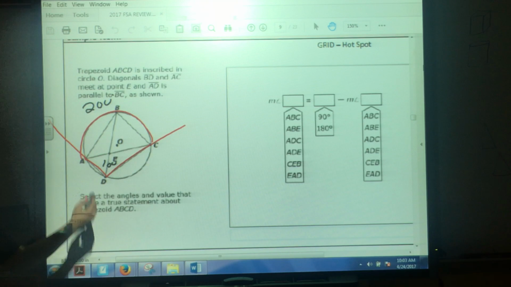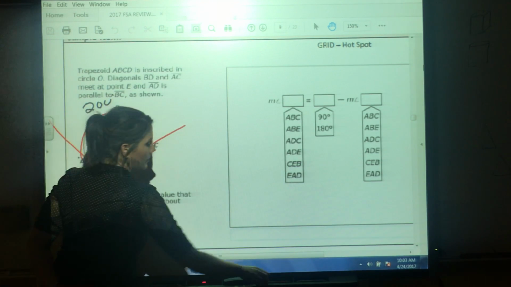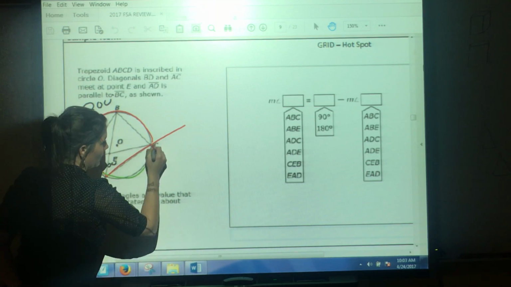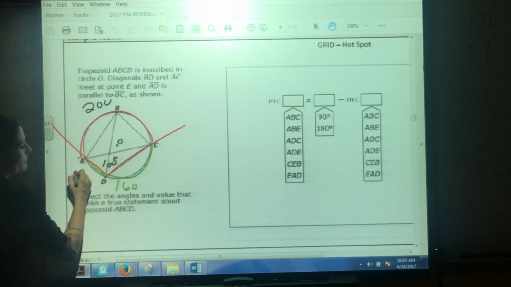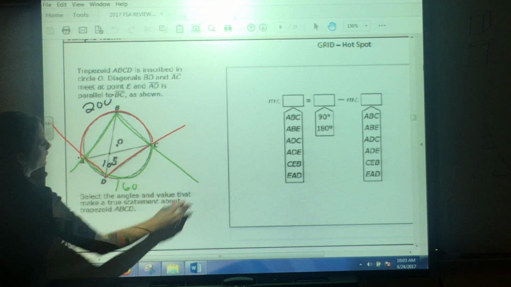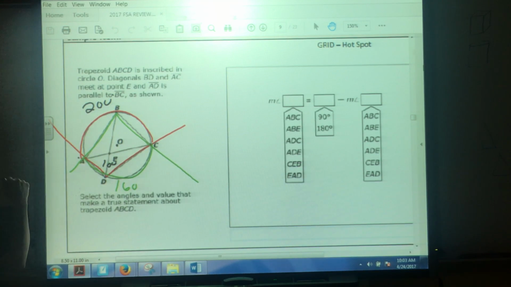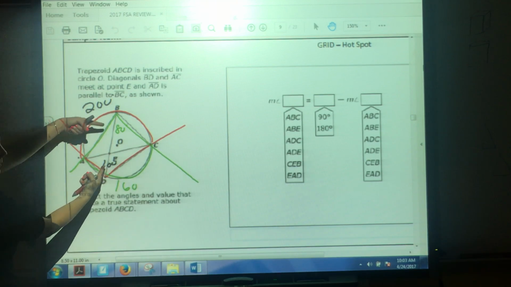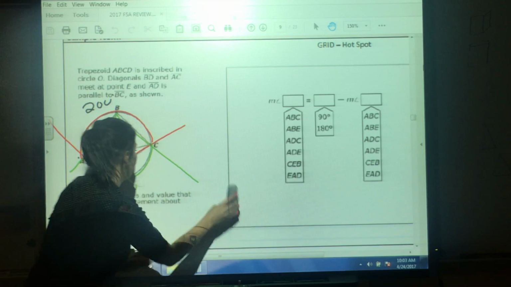100, yay. If I start here and go all the way around, that's 360, right? So that means this right here would have to be 160. Now if I examine this here, that inscribed angle is going to be half that. What's that going to be? 80. You guys, it will always work like that. Look, supplementary. The same thing would happen if I did it with those two.